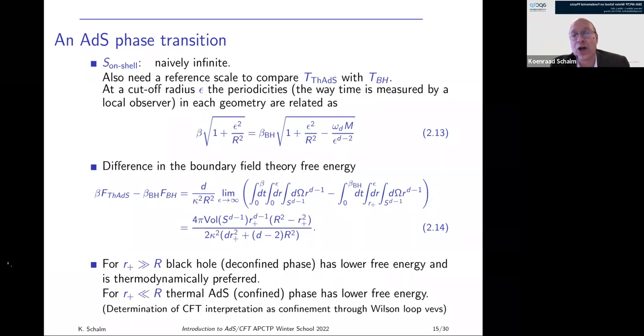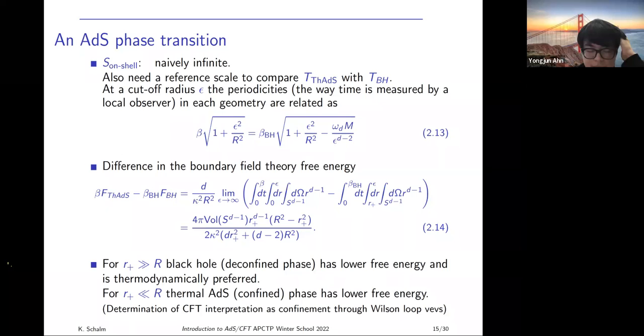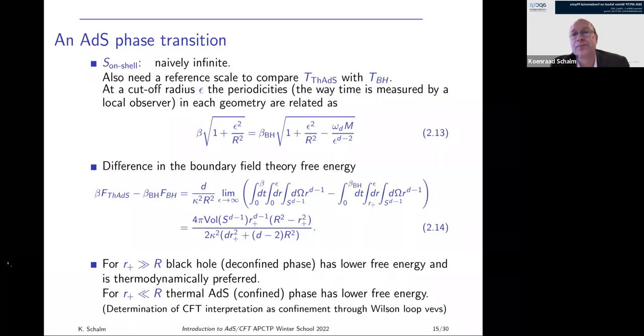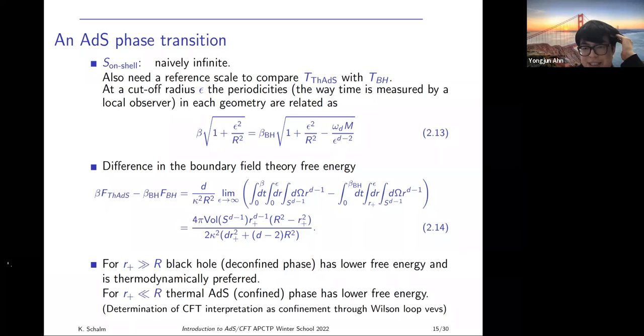And the reason why it's the canonical is very easy, right? We're comparing objects at fixed temperature, not at fixed energy. Yeah, thank you for the answer. Welcome.